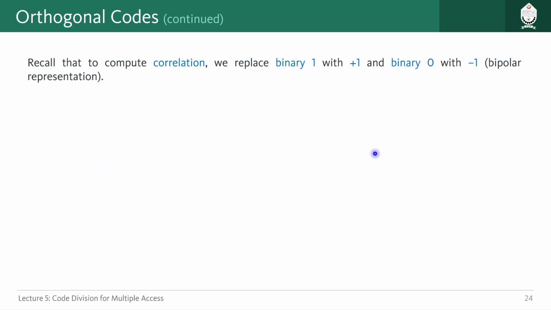Now, even though these codes are represented as 0s and 1s, whenever we want to calculate the correlation and use them in our CDMA, we have to use the bipolar representation, that is, representing binary 1 with +1 and binary 0 with -1. That has to be done always if I want to calculate correlation.